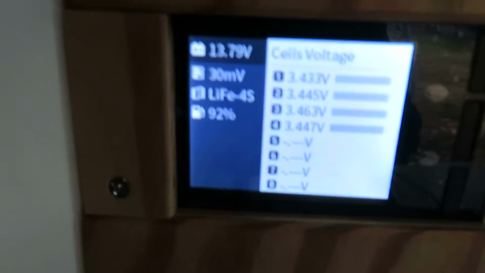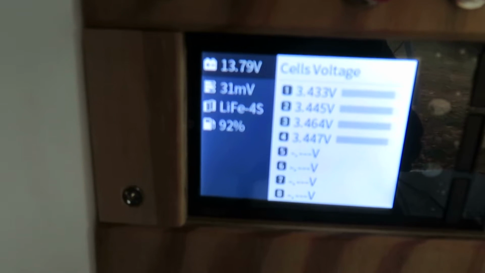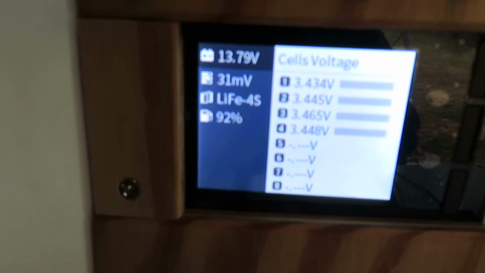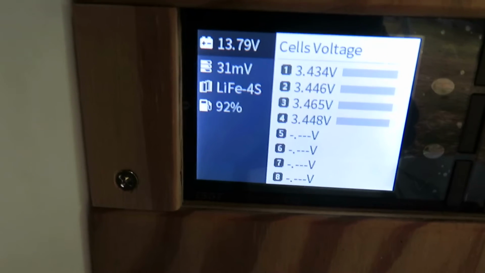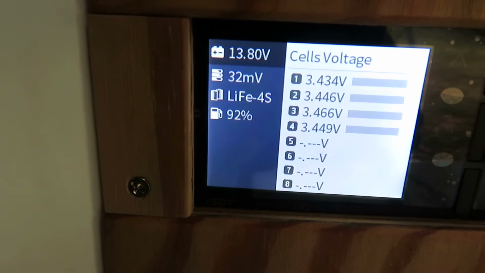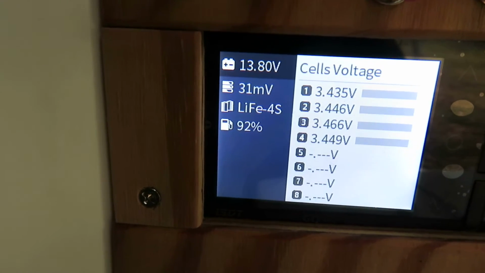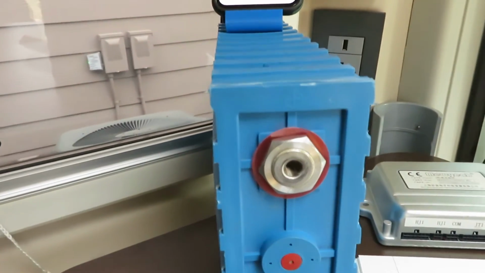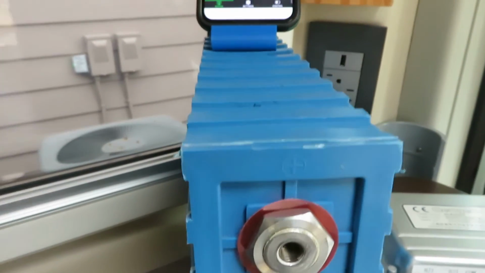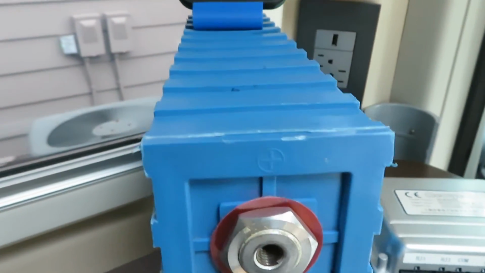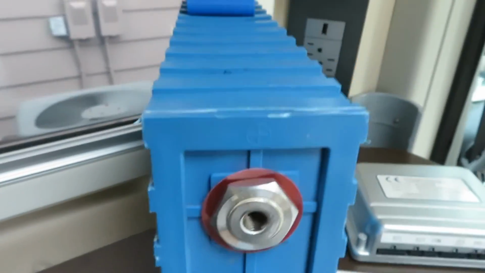Okay, now the imbalance is climbing as expected. That's why we have the resting imbalance and also the charging imbalance. By the way, these cells are more than 6 years old, and they are still functioning extremely well for us. So now may be a good point for me to record the charging imbalance.